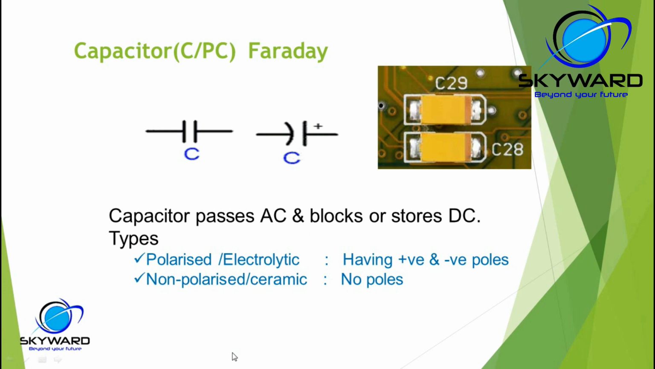Okay, so it is two types. One is polarized, or electrolytic. Polarized means the capacitor has a pole, positive or negative. Non-polarized means there is no pole. In the schematic diagram the sign is also different. In the first one you cannot determine positive or negative, but here you can see the positive and the negative, and the sign is a little bit different. So in polarized we use electrolytic capacitors, and in non-polarized we use ceramic capacitors.